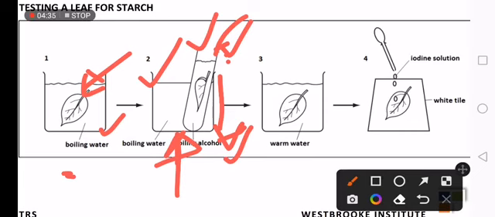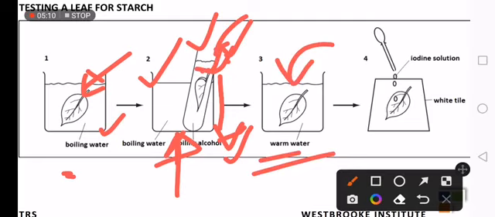After removing chlorophyll, when we remove this leaf from alcohol or methylated spirit, it is brittle. So we go to stage 3. As you can see, in stage 3 the leaf is put inside warm water. After removing the leaf from methylated spirit, we put it inside warm water.